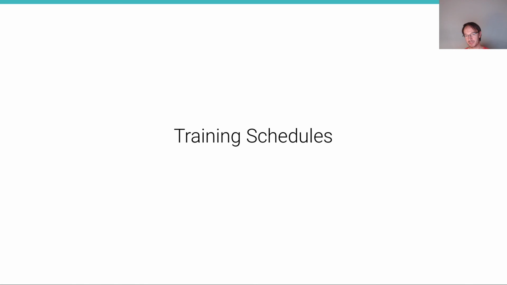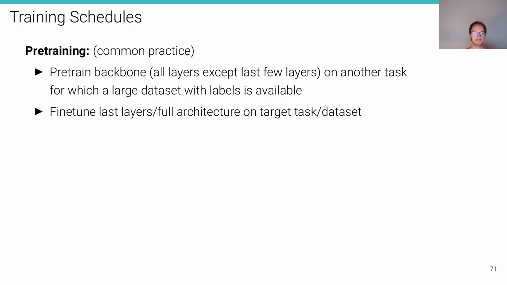Now talking a bit about training schedules. If you have a small data set, it's common practice to improve performance by pre-training. This is what almost everybody does. What does pre-training mean? Well, pre-training means you pre-train your backbone. This is all the layers except the last few layers that might be specific for your task. So pre-train this backbone on another task, such as ImageNet, for which a large data set with ground truth labels is available. So pre-train that backbone, and the network already learns a lot of useful information about how images are formed through this process.